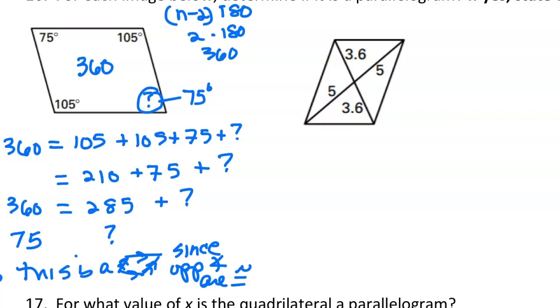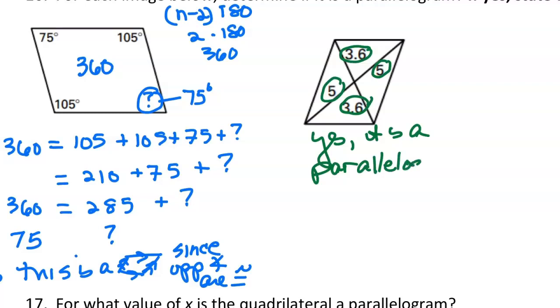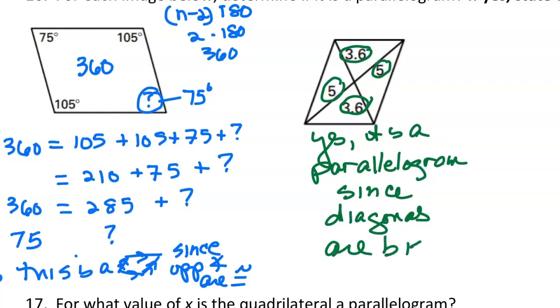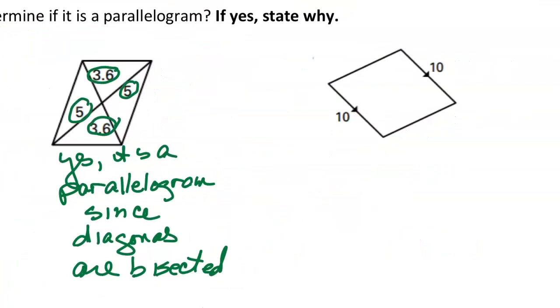What about this next one? What am I seeing? This is inside. Those are the pieces of the diagonal. These are the pieces of the diagonal. Yes. It is a parallelogram, since diagonals are bisected. So you have to know what makes up a parallelogram.